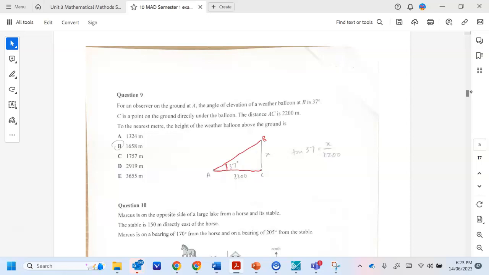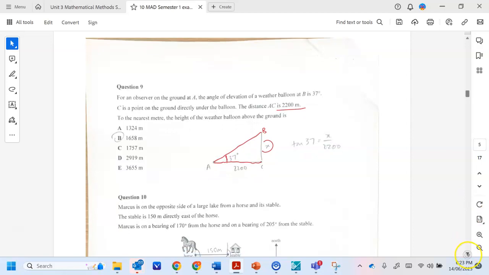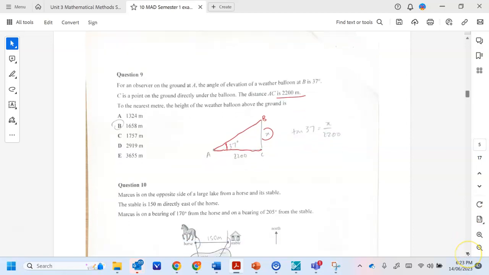So you did have to draw a diagram for this one. It told us the distance is 2,200 meters, and we want to know the height. So just using the tan ratio and plugging that into your calculator will give you that height.